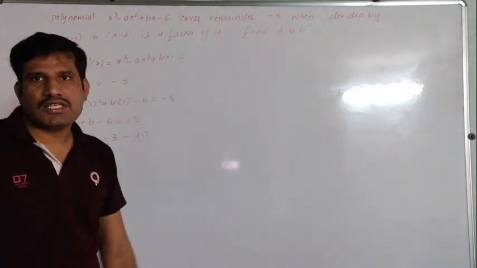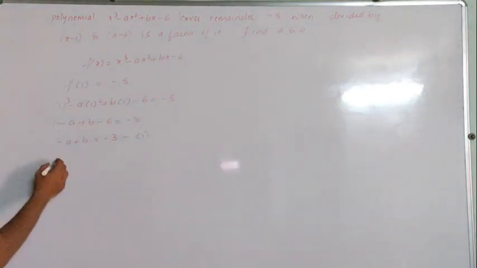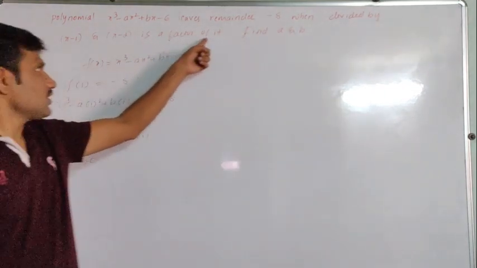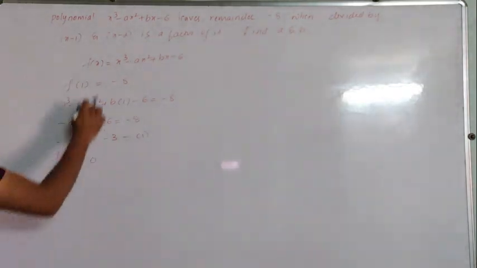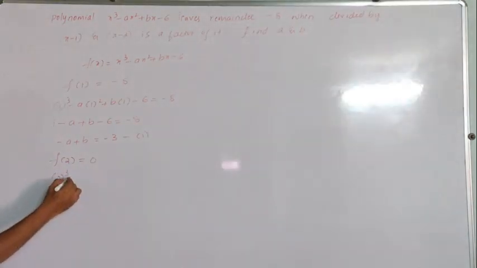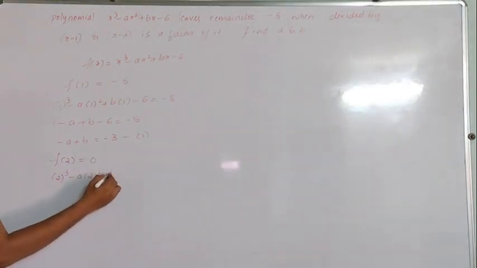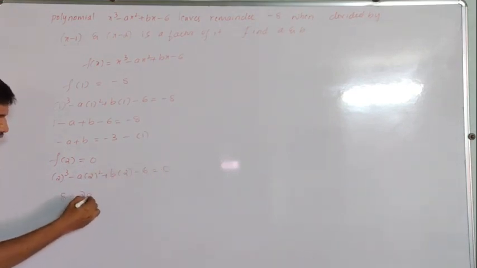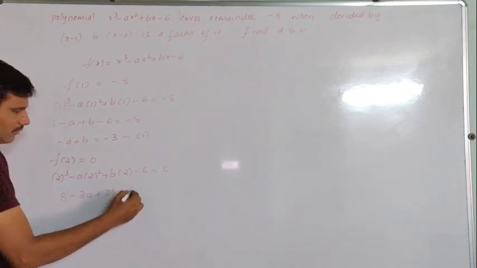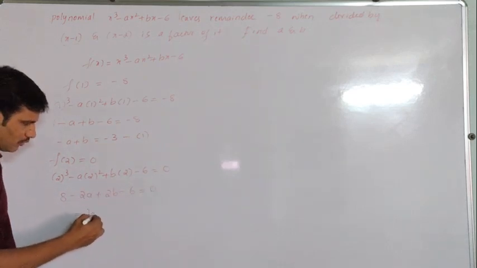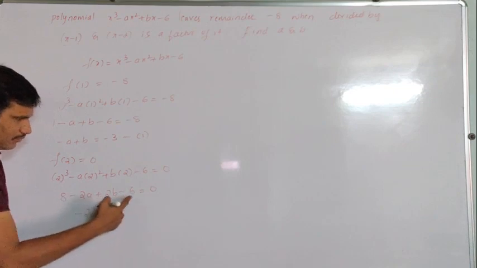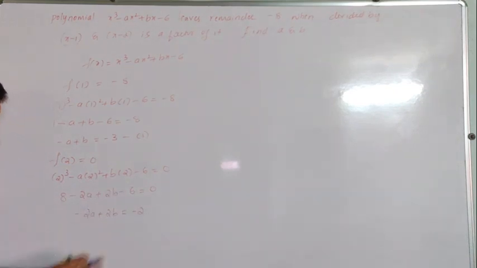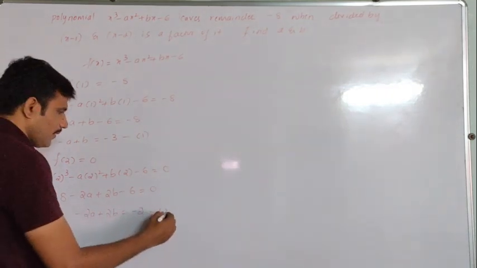Similarly, x minus 2 is a factor of it. X minus 2 is a factor of it means what? F of 2 will be 0. So put x is equal to 2, it is 2 cube minus a into 2 square plus b into 2 minus 6 will be 0. Now 8 minus 2a plus 2b minus 6 will be 0. So minus 2a plus 2b, 8 minus 6 is 2. If you take it on the right hand side, minus 2. So now this is equation number 2.